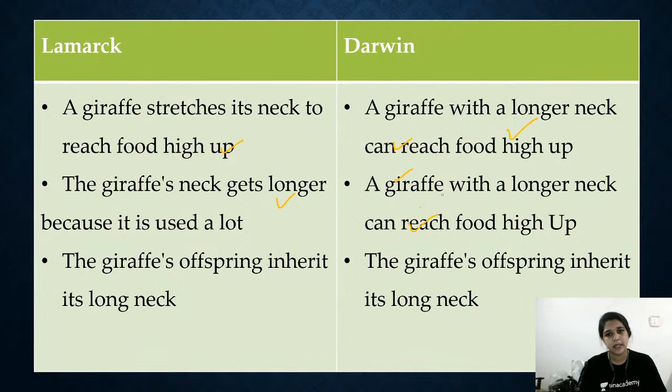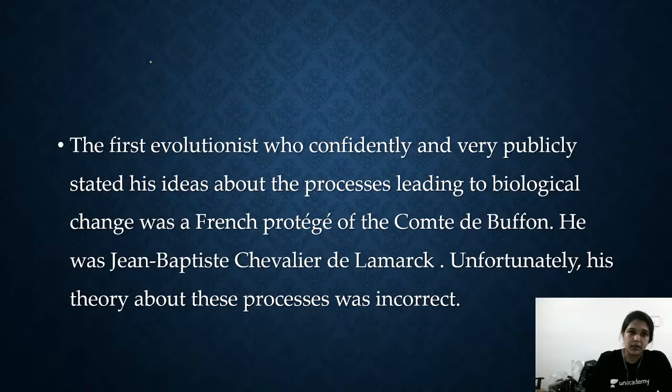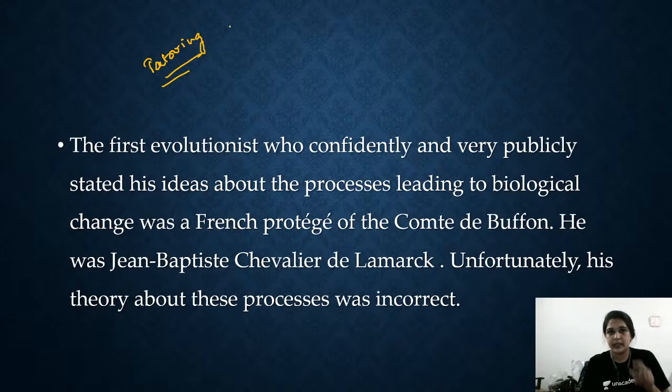But one difference between Lamarck and Darwin is that one question arose. For example, we say that acquired characteristics will pass on to the next generation. So I will ask you all one question. You all know about tattooing, right? Tattooing itself is an acquired character. Like I am going to a tattoo studio and getting a tattoo. If Lamarck's theory is true, then my baby should have the same tattoo. Yes or no? But is that the case? No. So that is the one difference.